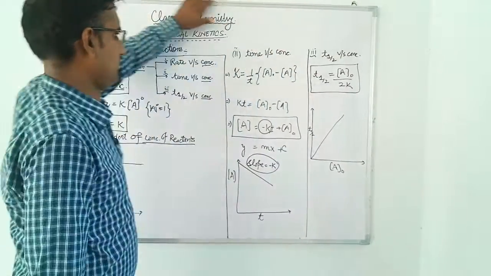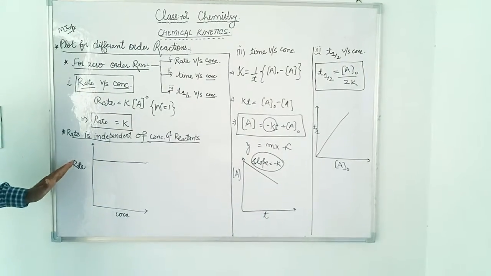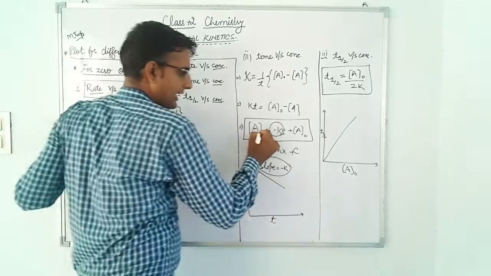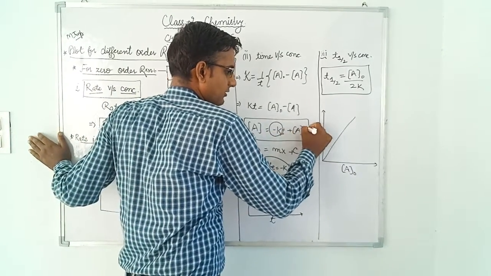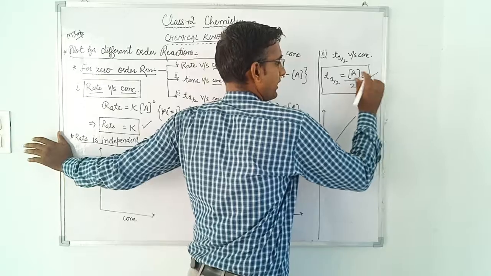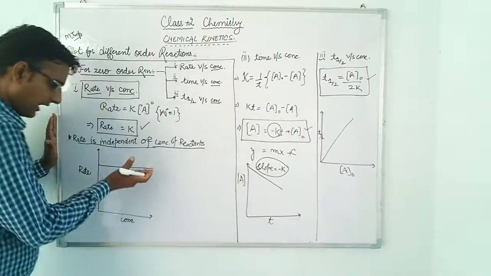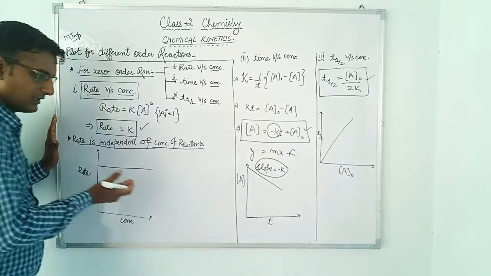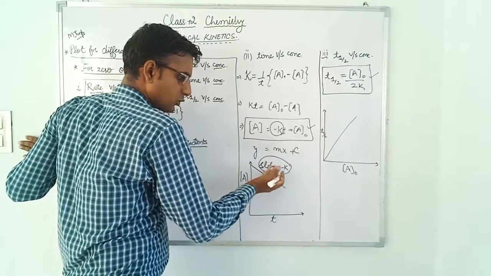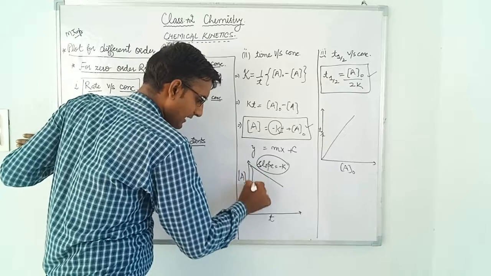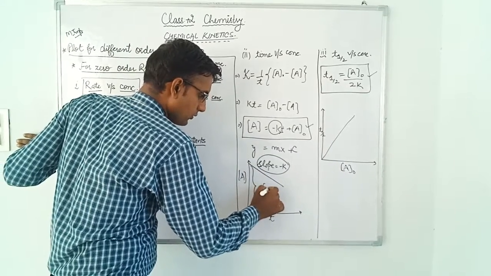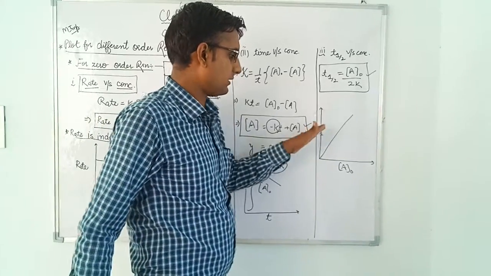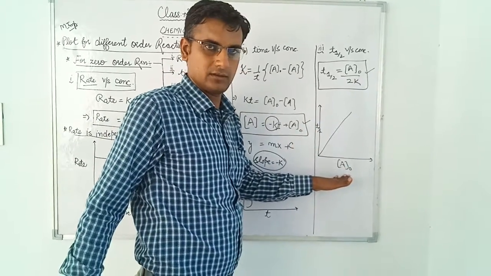So dear students, these are the most important plots which you have to remember from these equations. Rate is equal to k, a is equal to minus kt plus a naught, and t half is equal to a naught by 2k. The rate versus concentration graph is parallel to the x-axis. This is the graph with slope equal to minus k and intercept equal to a naught. Here it is a straight line for t half versus a naught.